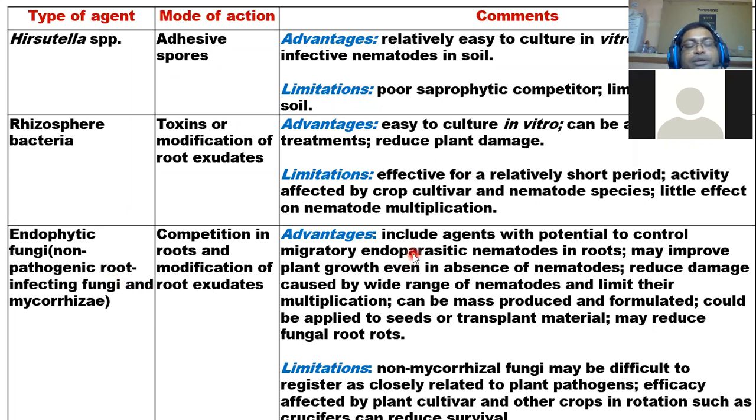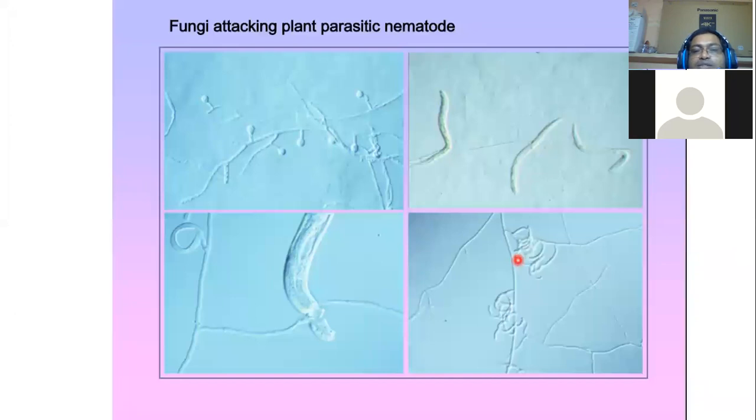These endophytic fungi groups compete in the root. They are the same as beneficial microorganisms. The advantages are high, but the disadvantage is that identifying the proper endophytic fungi that cause damage to the nematode will be very difficult. But they are easily formulated and mass produced, because these are endophytic and obligate. So these plants grow even in the absence of the nematode, because the fungi are going to grow inside the plants. That is an advantage. So these are some photos it's showing, right?